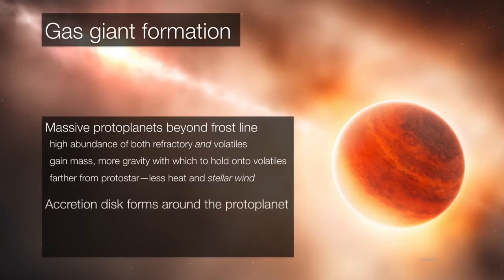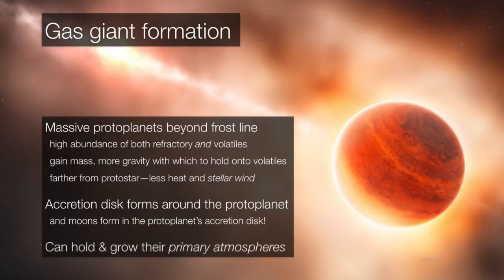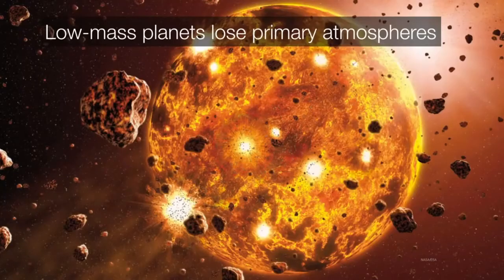So an accretion disk forms around the protoplanet. It's like a disk within a disk, and even moons can evolve from inside the protoplanet's own accretion disk. And this allows these massive outer solar system protoplanets to grow what are called their primary atmospheres. And that means that the atmospheres of Jupiter and Saturn, for example, are the same atmospheres that they pretty much formed with. However, in the inner solar system, where we have lower mass protoplanets, it's a much different situation.